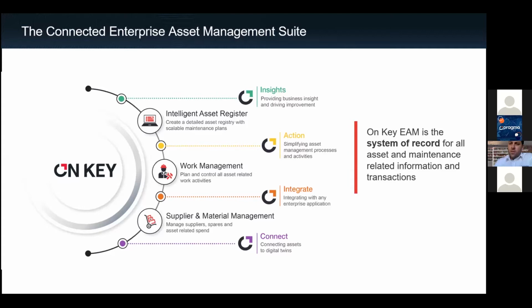At the core, Ankit is an EAMS system, and it supports three core business processes: the intelligent asset register, the work management process, and the supplier and material management process. And that's really at the heart of the system, and really what we're going to talk about today.